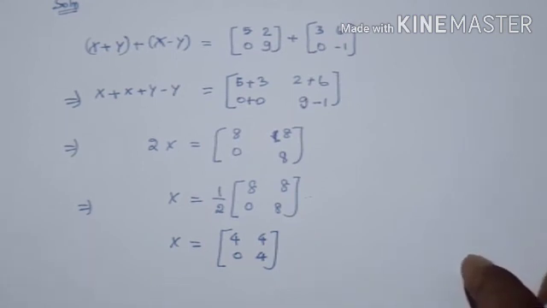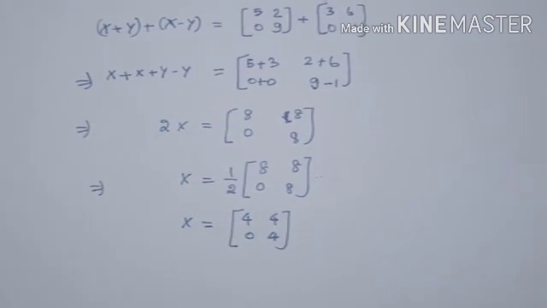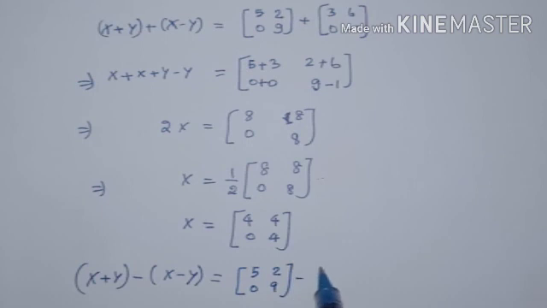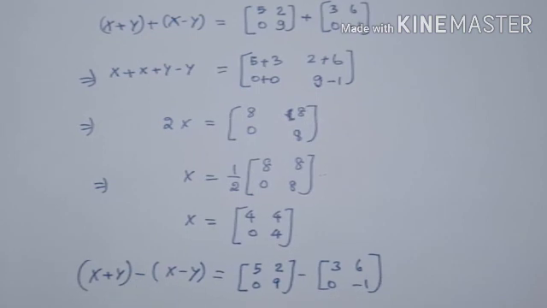Further, what should we find out now? Further we should find out y. For that we can do the subtraction of x plus y and x minus y. Then we will get x plus y minus of x minus y, which is [5 2; 0 9] minus [3 6; 0 -1]. When you subtract, x will get cancelled, and here we will get plus y. Now see this, 5 minus 3, 2 minus 6, 0 minus 0, 9 plus 1. Why? Because minus into minus is plus. On the left hand side you will get 2y.